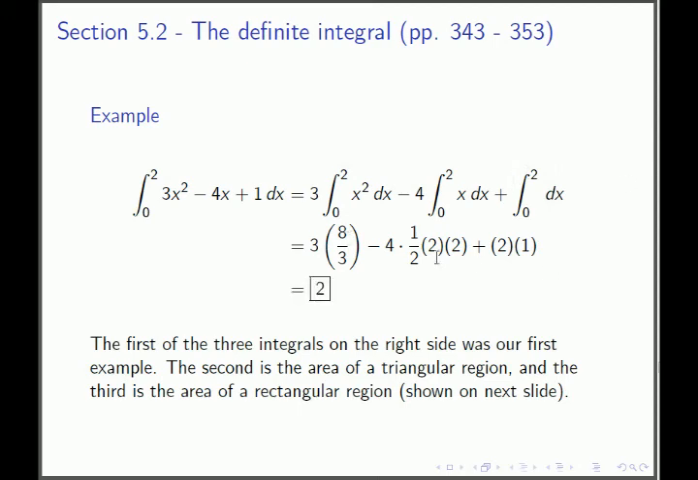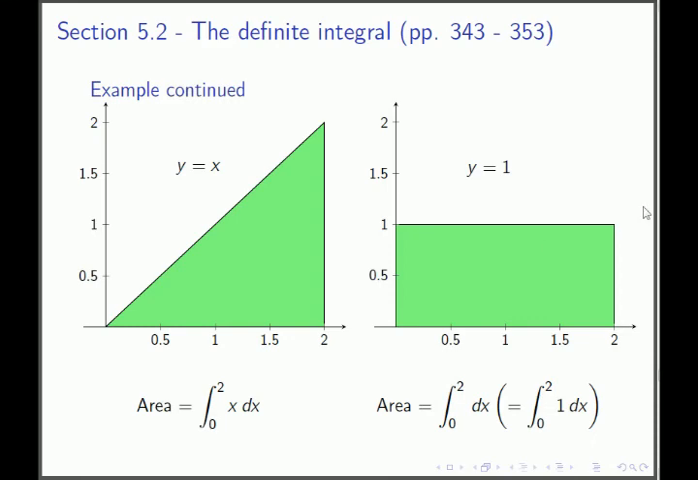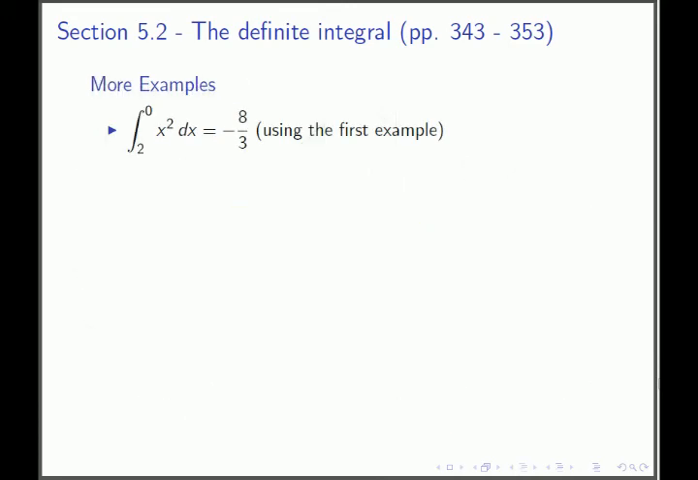Oh, well, of course, we could simplify this. 8 minus 8 plus 2 is 2. So let's see what areas these two integrals represented. The integral from 0 to 2 of just x is just the area of this triangle, and that's going to be given by 1/2 base times height. And the integral from 0 to 2 of just 1 dx is the area of this rectangle, which is just 2 times 1.